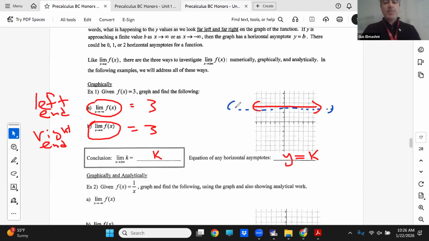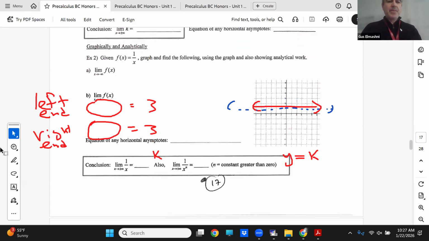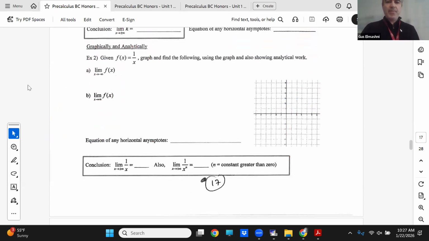Sometimes it can. There are certain functions that may have two different horizontal asymptotes, or piecewise functions where that could happen. But we can talk about that later. For now, we're just going to focus on more simple cases. So 1 over x, you guys should know this already. The graph looks like this, right? Should not be an issue.